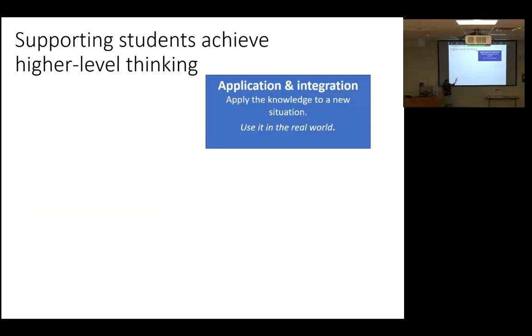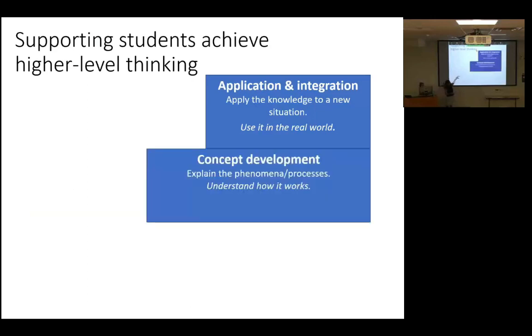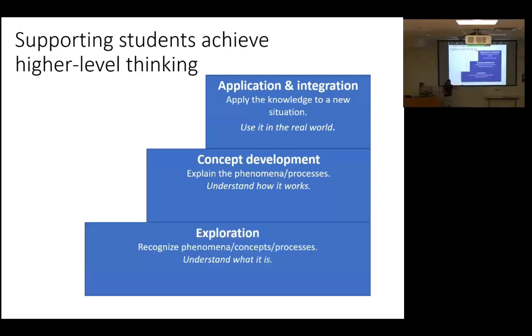But before I can get them to do that, I cannot just take them straight there. They need some background in order to be able to do that. So before they can apply a concept to a different scenario, they need to know how it works. They need to know how that process works. So that is the phase of concept development. But before they can explain how something works, they need to know what it is. So they need to be introduced to that concept. So we need to start with this exploration phase where they get familiarized with what the concept is. And then they will move into understanding how it works. And once they've done that, then they can move to that final phase, how we apply this, how we're going to integrate it with other concepts.